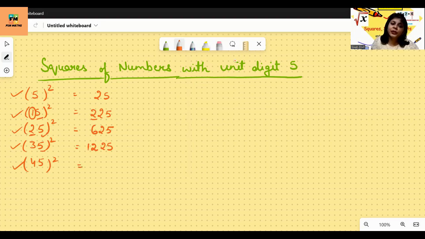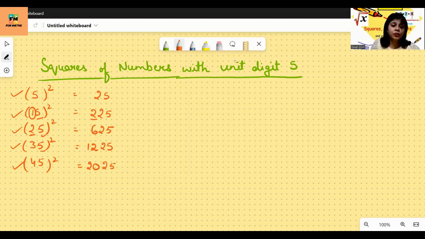Next, 45 square. If you see, the unit digit is 5 again, so the square of 5 is 25. And if we see the digit at the tens place, that is 4. Successor of 4 is 5. Yes. So 4 into 5 is equal to 20. So what is the square of 45? That is 2025. So have you seen how easily we can find the square of these kinds of numbers?